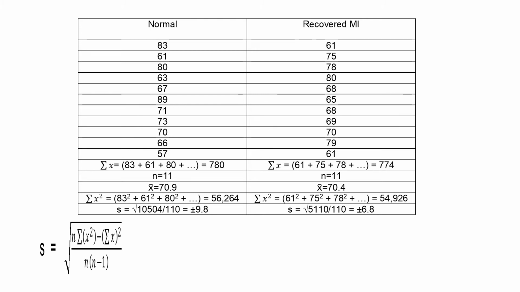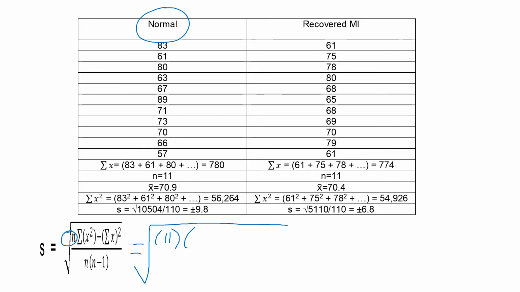This is the equation for the standard deviation. Let's set it up together, and I'm going to calculate the standard deviation for that normal group. You would just follow the same steps and calculate the standard deviation for the myocardial infarction recovery group. So here is my square root. The first thing to write down is n. N is how many data points you have. So I have my 11 data points.